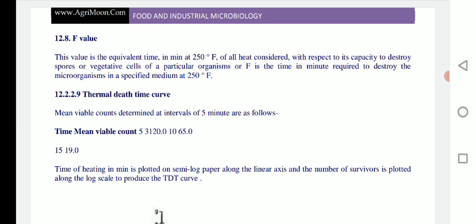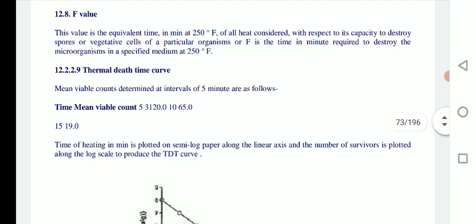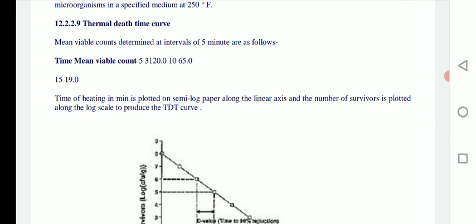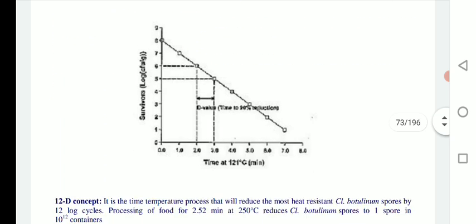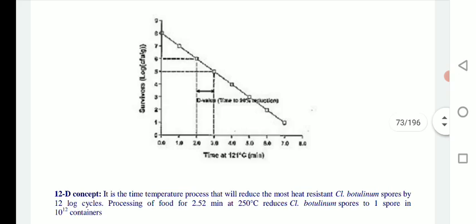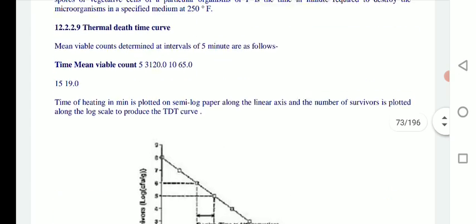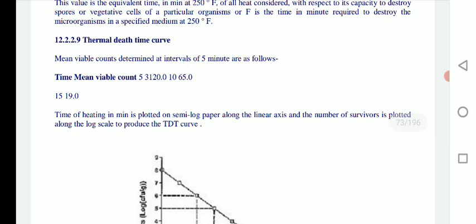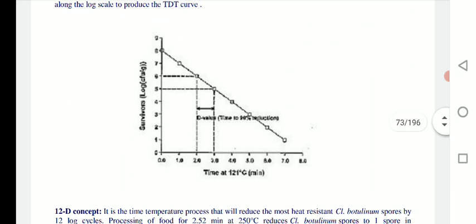So for the thermal death time curve, the mean viable count is determined at intervals of 5 minutes. Here different time values are given, and the thermal death time curve is represented by this figure. So from this figure we can calculate the D value.